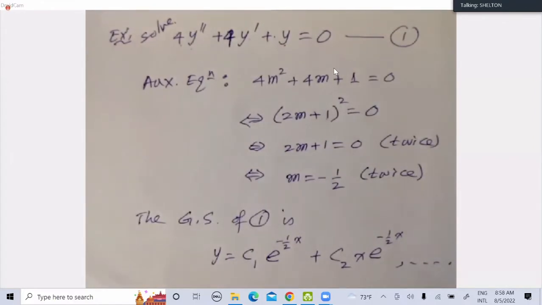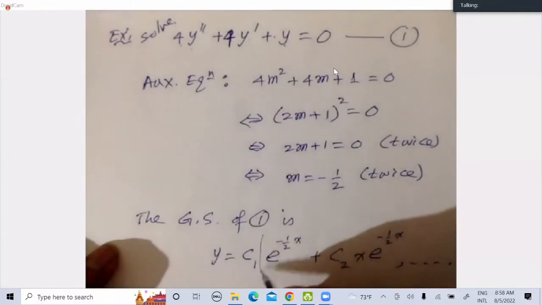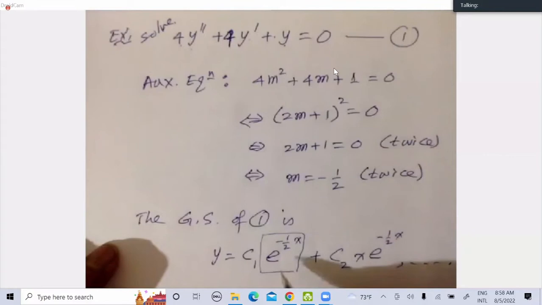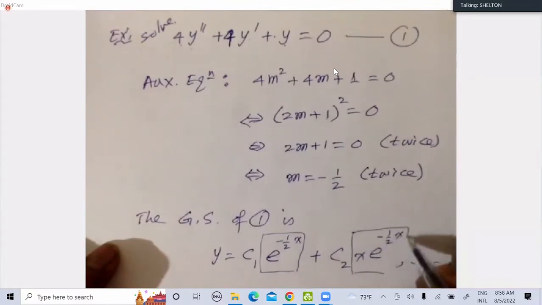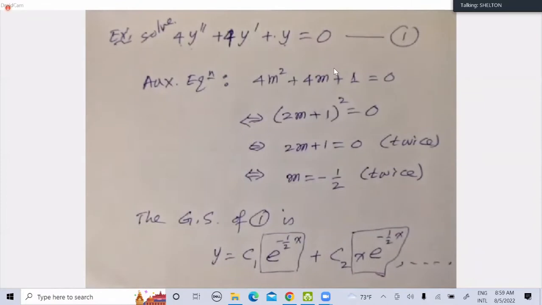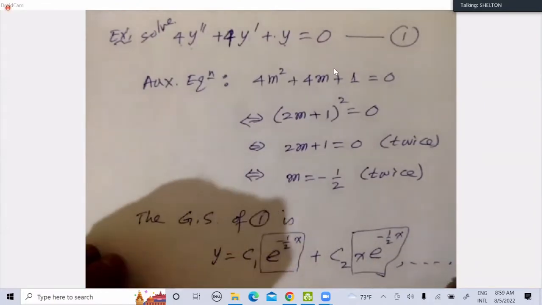Okay, so equal roots case, the theory part, which we did not prove but mentioned: e to the m1x, and the second linearly independent solution is x e to the m1x. Okay, so the general solution can be written that way.